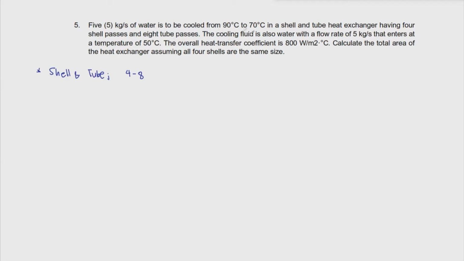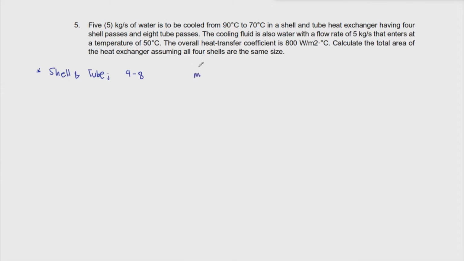And then the cooling fluid is also water with a flow of 5 kilograms per second. So siya yung pumapasok sa shell side, and then water din yung ating hot fluid that flows on the tube side of our heat exchanger. So it says here also that the overall heat transfer coefficient is 800 watts per meter squared degrees Celsius. We need to calculate the total area of the heat exchanger, assuming all four shells have the same size. So let's write muna yung ating mga initial mga given natin.